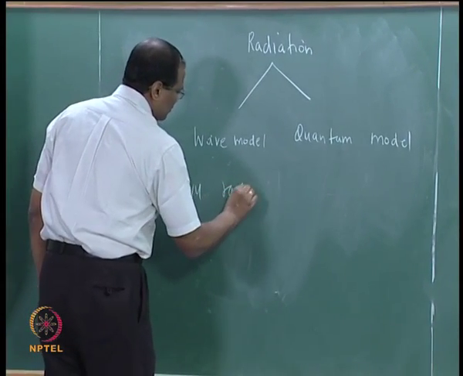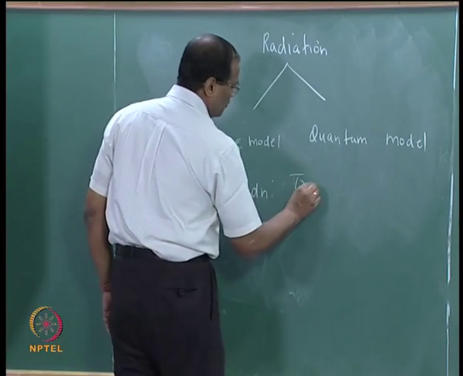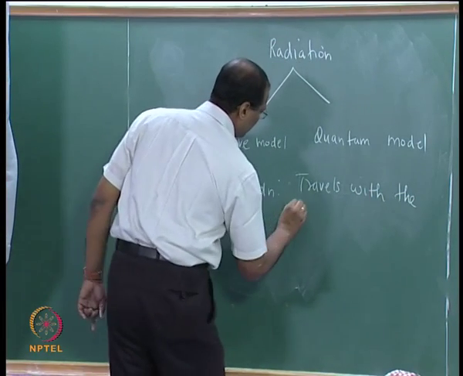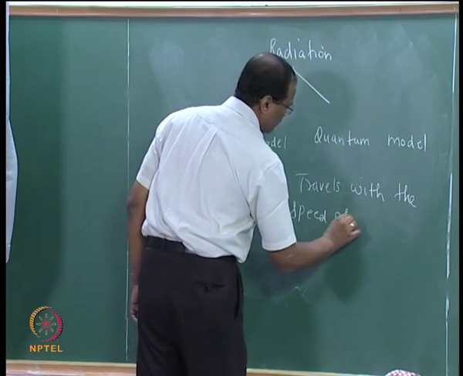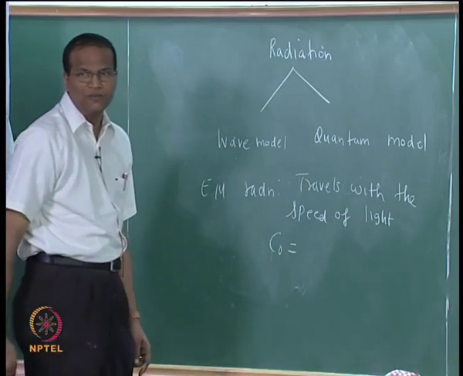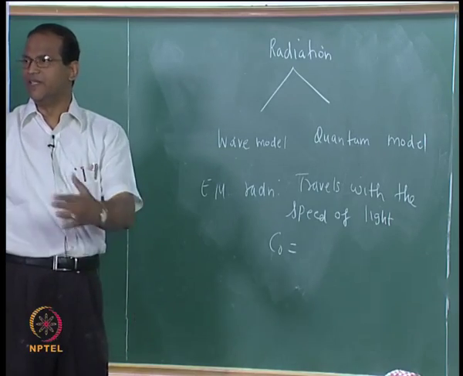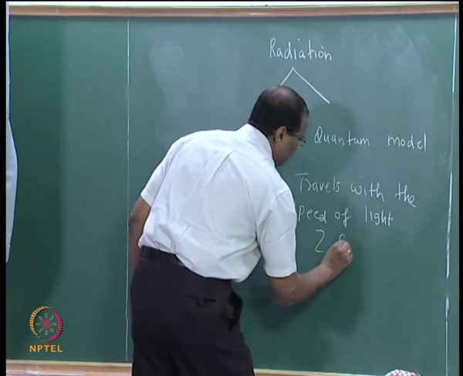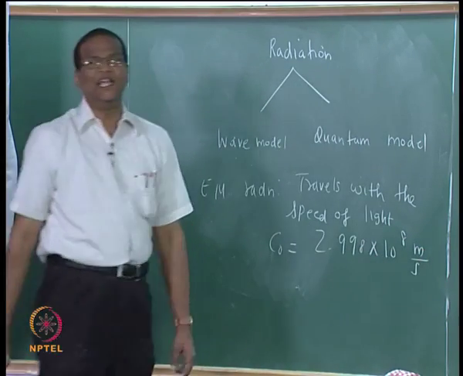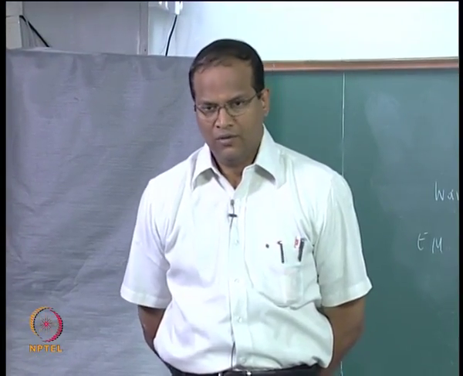Electromagnetic radiation travels with the speed of light, okay. So the c naught, that is the velocity of light in vacuum, you can consider the velocity of light in vacuum to be the velocity of electromagnetic radiation when it is passing through vacuum, 2.998, or approximately 3 into 10 to the power of 8 meters per second. c naught is the velocity in vacuum, okay.